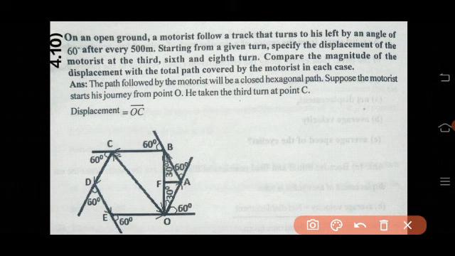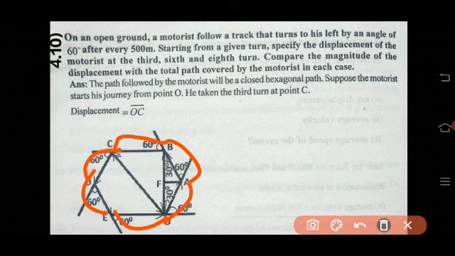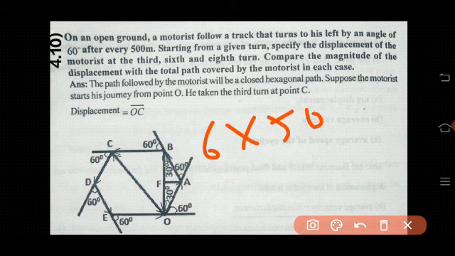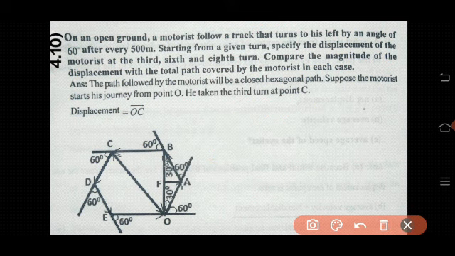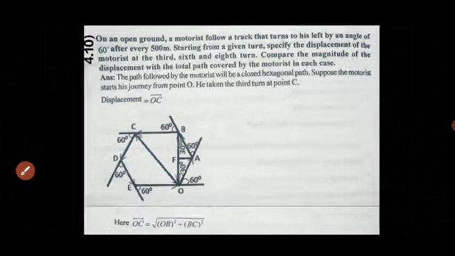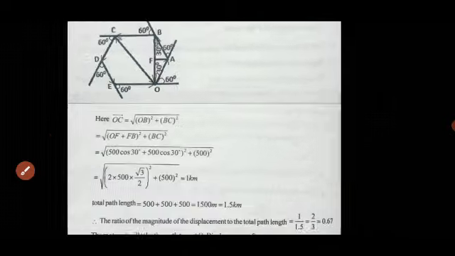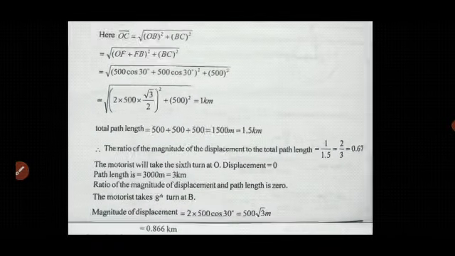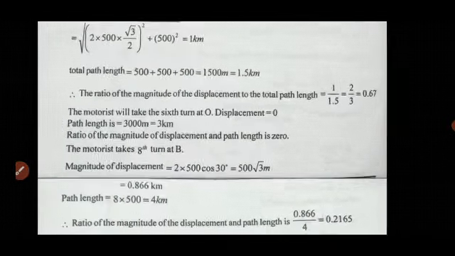Now, what is the path length? OA, AB, BC, CD, DE, and EO, each of length 500 meter. How many sides are there? There are 6 sides. So 6 into 500 is 3000 meter, that is 3 kilometer. So the total path length is 3 kilometer.